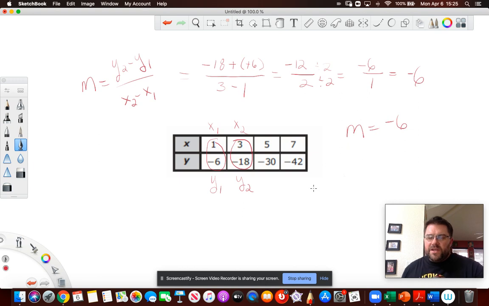That means that if I was looking at this on the graph, whatever this relationship looks like, since it's a negative slope, my line is going to be traveling down like this because it's a negative slope.